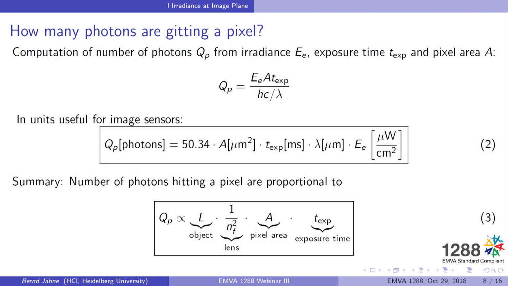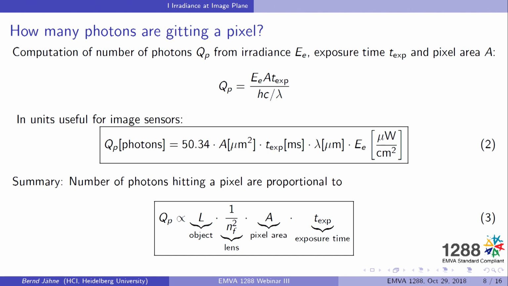So let's sum now everything up, all the steps we have done. We started with the object radiance. So the number of photons we are getting is of course proportional to how much light basically is being emitted by this object. Then comes the next thing, the effect of the lens, which is basically 1 over the aperture number squared. Then we have the pixel area, and finally the exposure time.